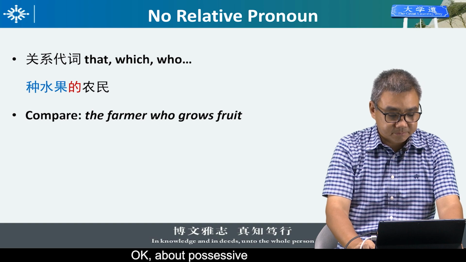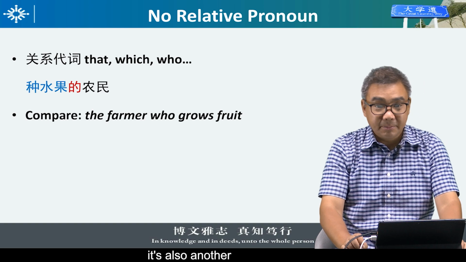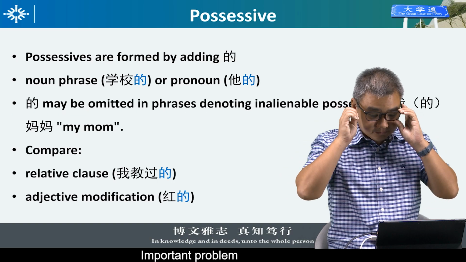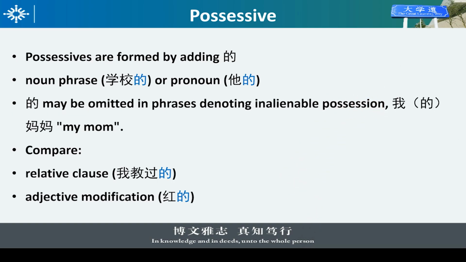Okay, about possessive. It's also another important problem we need to discuss. Possessive are formed by adding de. Okay, de can be multiple functional. Here, de can be used in its way to make a possessive, 所有格. Okay, in noun phrase, for example, 学校的, or used following a pronoun, 他的, means the possession. De may be omitted in phrase denoting inalienable possession.